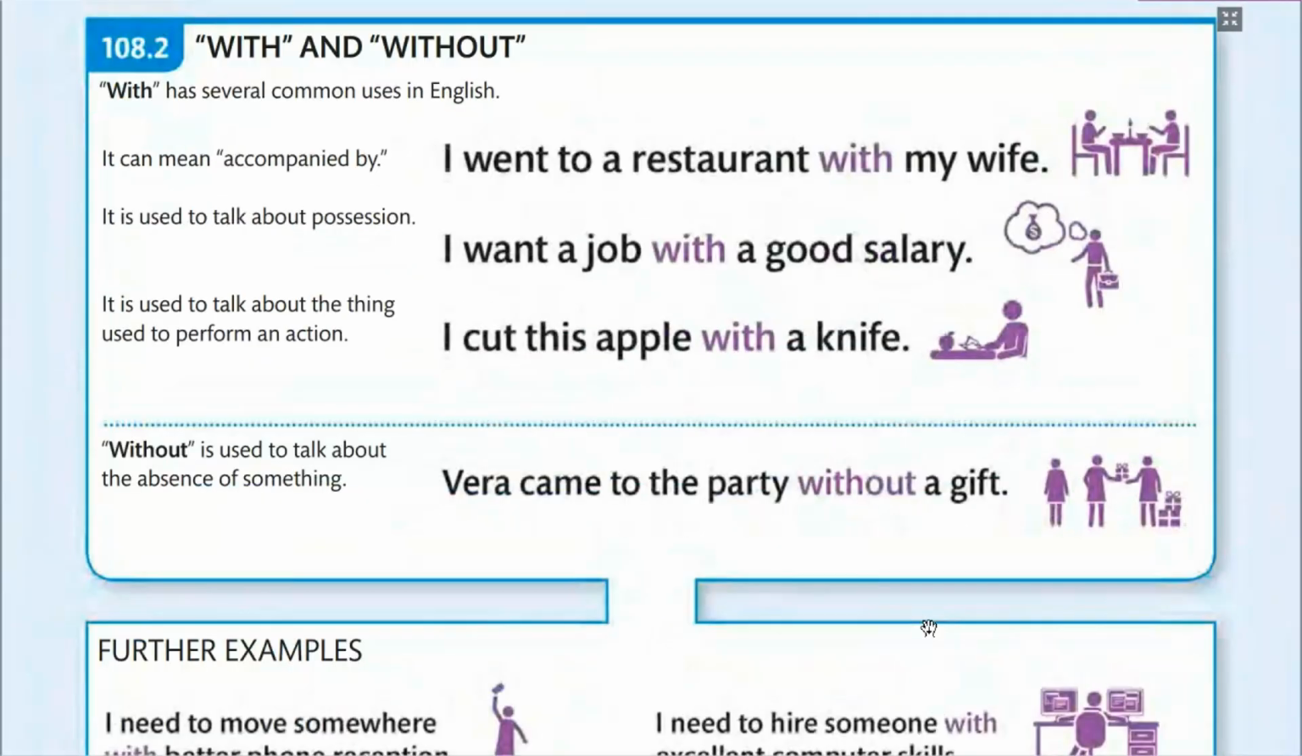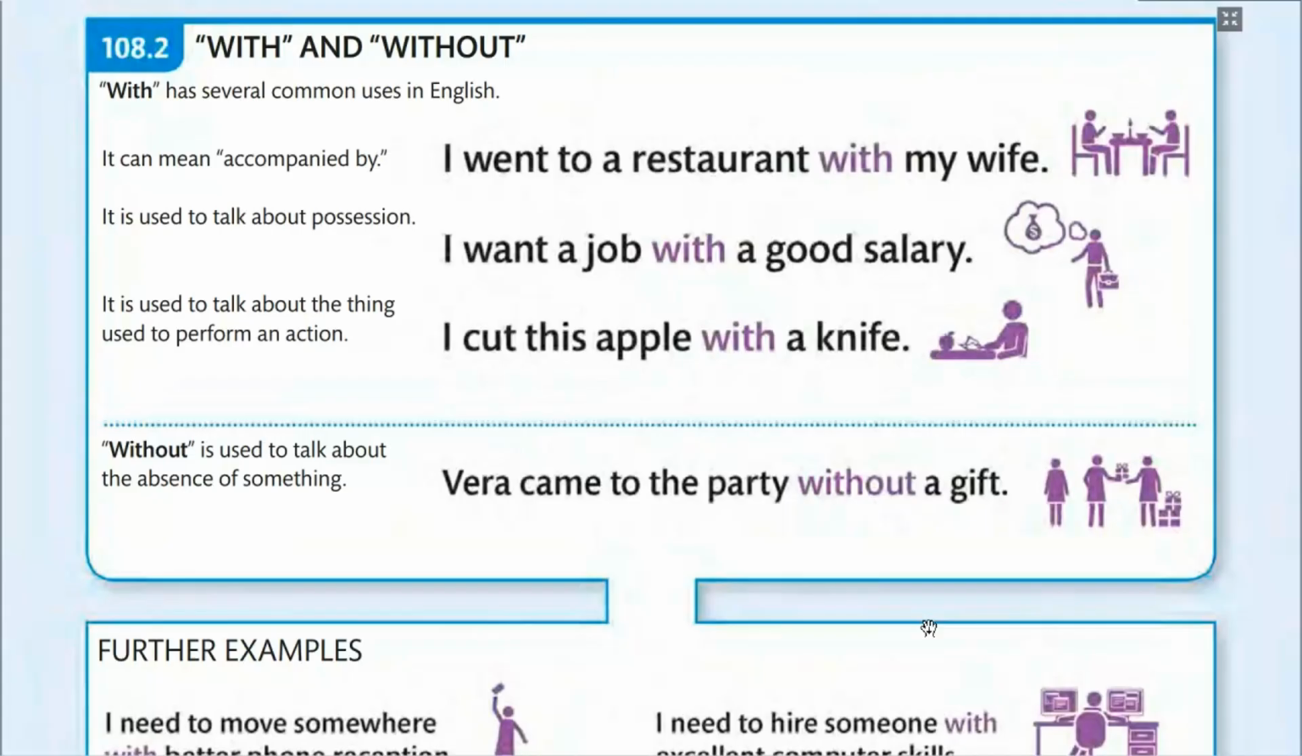Let's move to the next one, which is with and without. Let's talk about the prepositions with and without. With has several common uses in the English language as well. It can mean accompanied by. I went to a restaurant with my wife, that is accompanied by my wife. That is, your wife followed you to the restaurant.